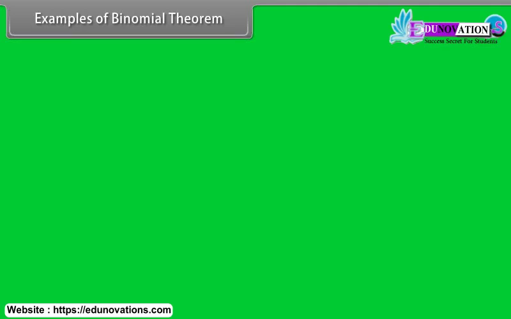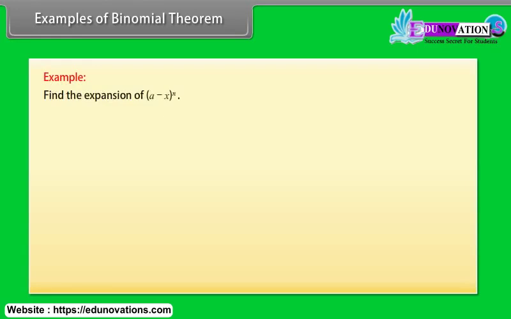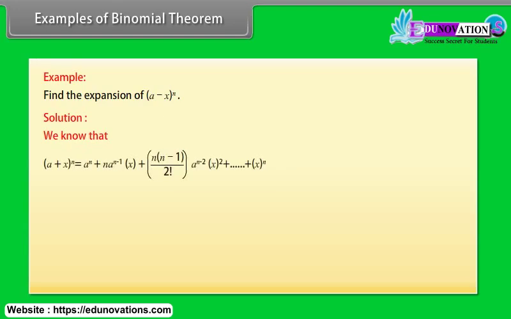Examples of binomial theorem. Example: find the expansion of (a − x)ⁿ. Solution: we know that (a + x)ⁿ is equal to aⁿ + n aⁿ⁻¹ x + n(n−1)/2! aⁿ⁻² x² and so on up to xⁿ. Put x = −x in the above expansion.